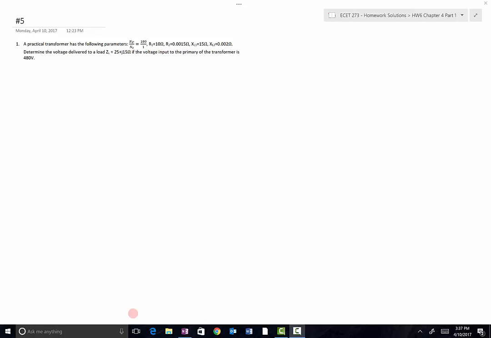Homework Solution 6.5. A practical transformer has the following parameters. Turns ratio of 100 to 1, a primary core resistance of 10, a secondary core resistance of 0.0015, a primary leakage reactance of 15 ohms, a secondary leakage reactance of 0.002 ohms. Determine the voltage delivered to a load where ZL is equal to 25 plus J15, if the voltage input to the primary side of the transformer is 480 volts.